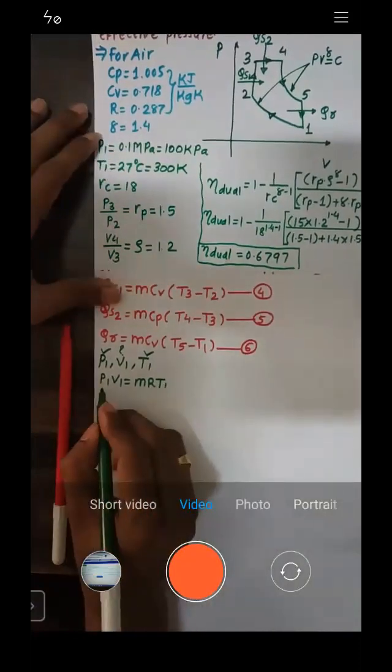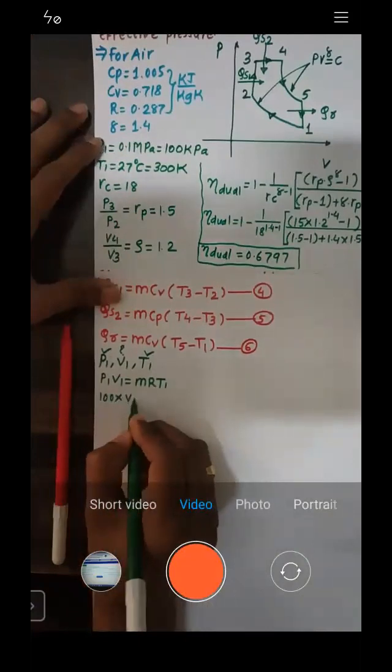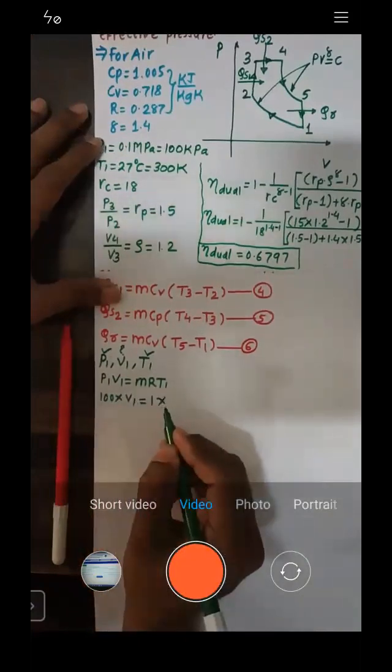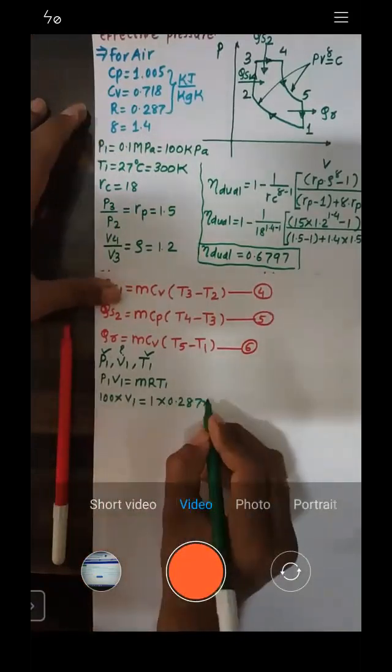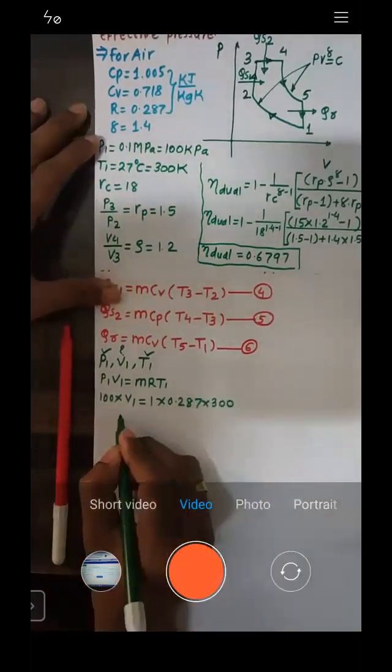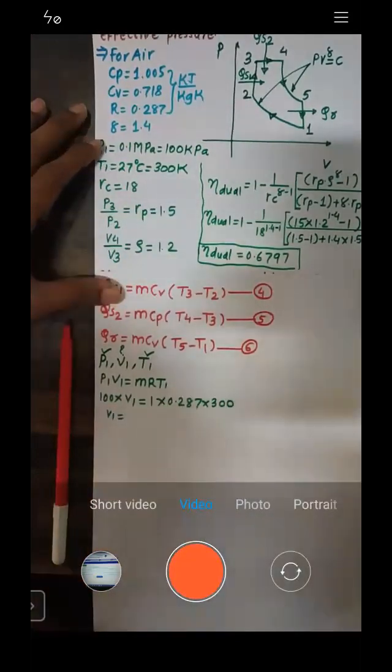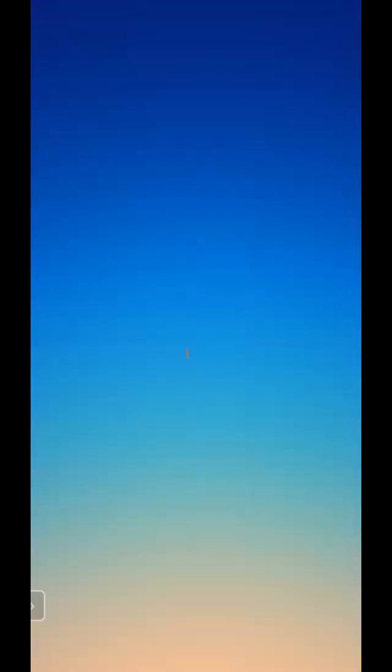P1 is 100 kilopascal into V1. I am supposed to calculate for mass, I will assume 1 kg. R is 0.287. Temperature T1 is given as 300. So from this I will calculate V1. Let us calculate V1 now.